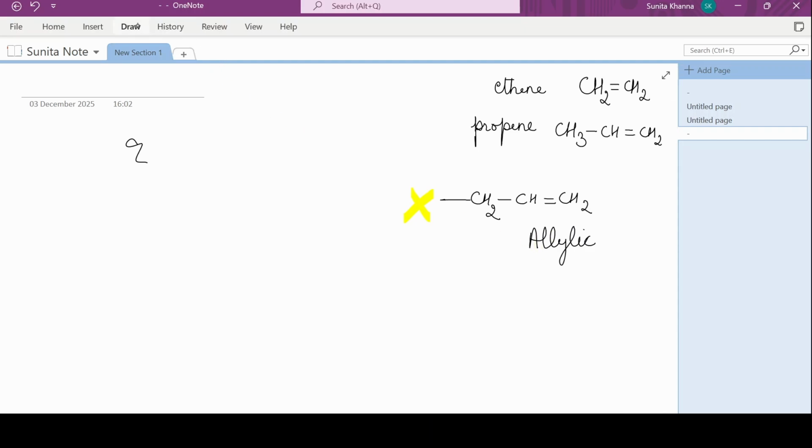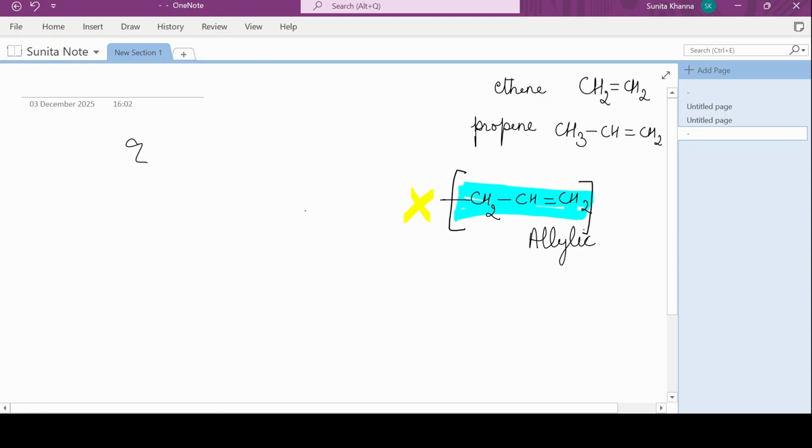What is the allylic group? This group is the allylic group: CH2 double bond CH single bond CH2. When the halogen is attached to the allylic carbon, it becomes the allylic halide. This is the allylic group. I hope it is clear.